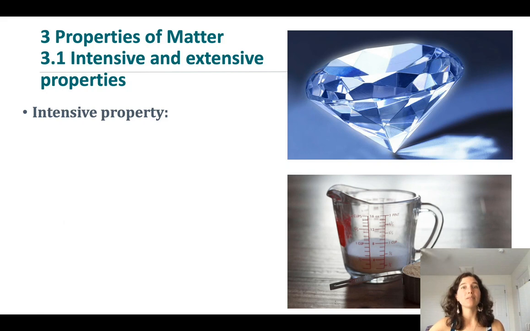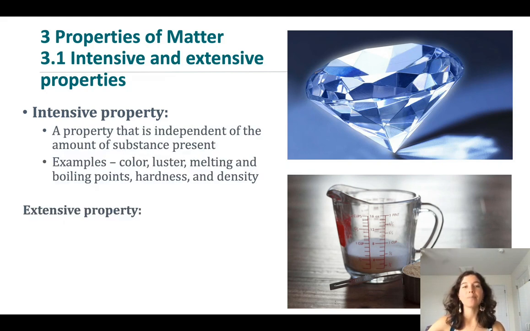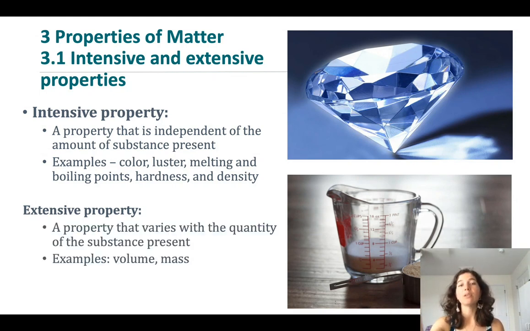Okay, let's go into properties of matter. So let's talk about intensive and extensive properties. An intensive property is a property of a material that is independent of the amount of substance present. So things like color, luster, melting point, boiling point. No matter how much water you have, it will always boil at 100 degrees Celsius. It doesn't matter. Hardness, density, these are things that don't change no matter how much you have of it. On the other hand, an extensive property is one that varies with the amount of substance you have present. So things like mass, how much something weighs, the volume, these are things that change when you have different amounts of it present.